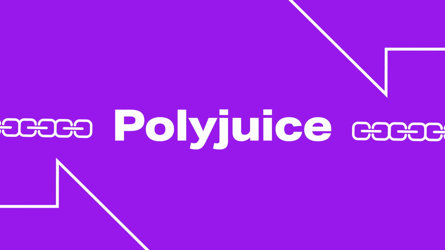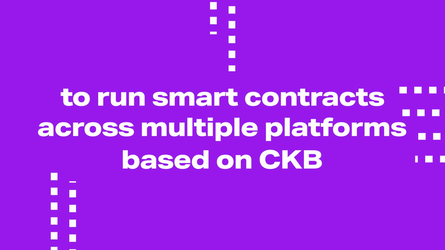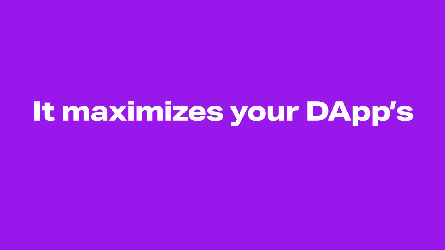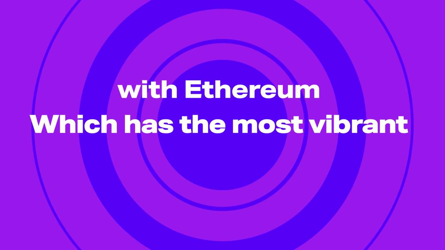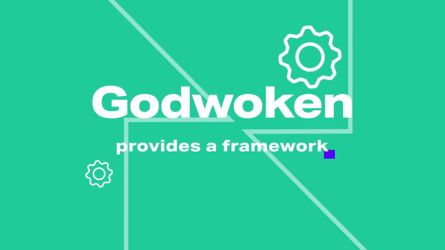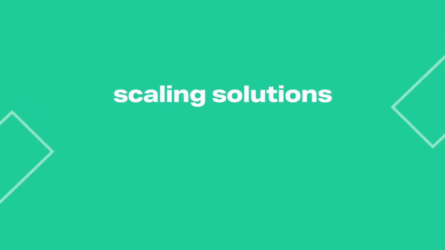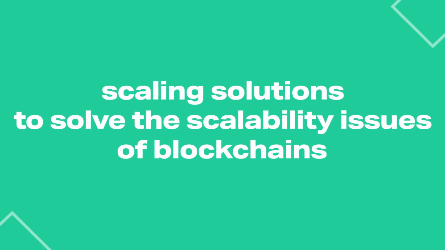Second, Polyjuice enables existing Ethereum dApps to run smart contracts across multiple platforms based on CKB. It maximizes your dApps compatibility with Ethereum, which has the most vibrant dev ecosystem. Finally, Godwoken provides a framework for Layer 2 roll-up scaling solutions to solve the scalability issues of blockchains.